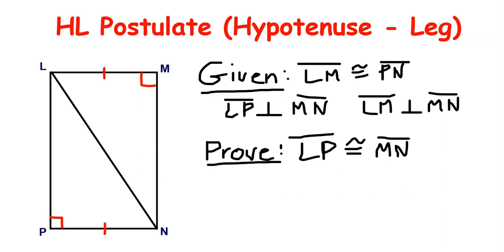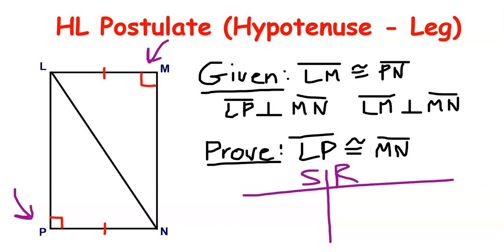So an example of this would be if we knew that LM and PN were congruent, we knew that LP was perpendicular to MN, so therefore it's a right angle there, and LM is perpendicular to MN, therefore it is a right angle up here. There are two right angles. Then we can prove that LP is congruent to MN. Well, using the givens, and I'm going to cut a few corners here in the proof just for space reasons.